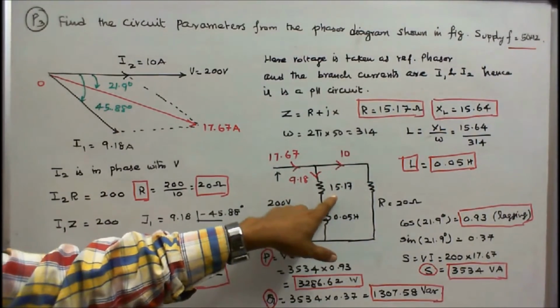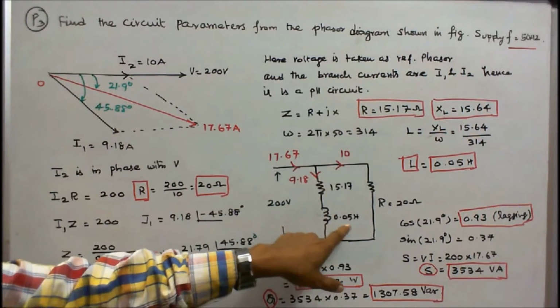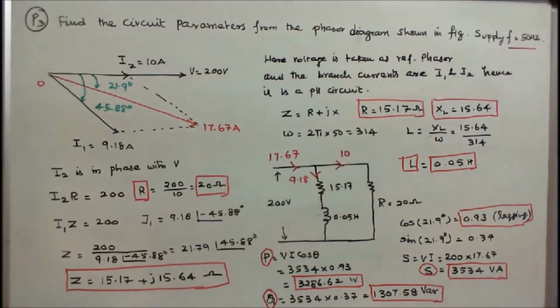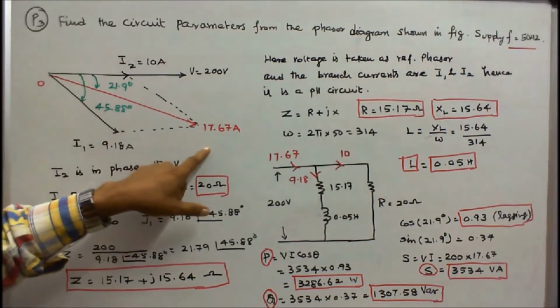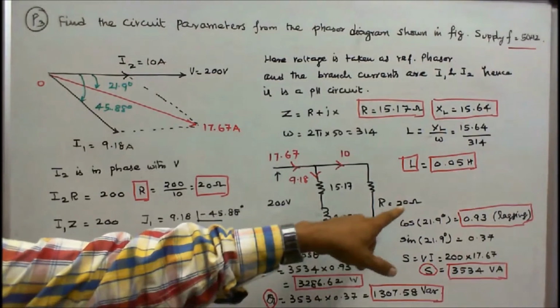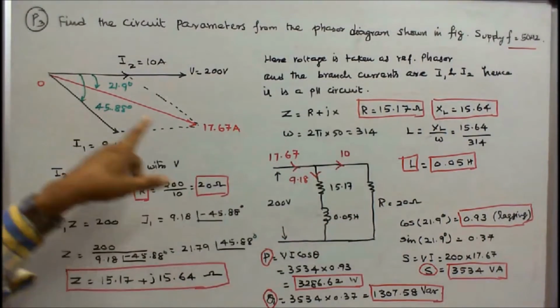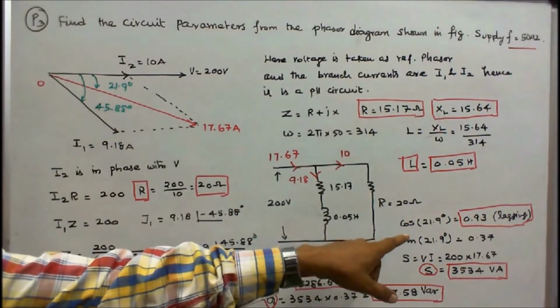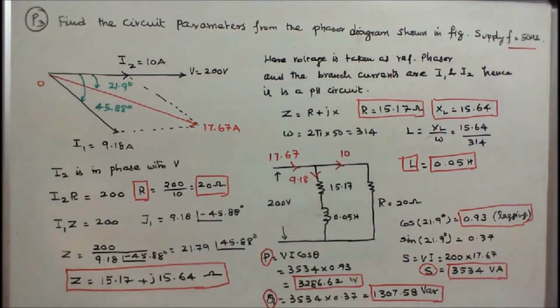R is equal to 15.17. L is equal to 0.05. Its branch current is 9.18. Next, I can find the power factor. Power factor is the angle between voltage and the resultant current. That is 21.9 degrees. Cos 21.9 degrees is equal to 0.93 lagging. Current is lagging. Sin 21.9 is equal to 0.37.